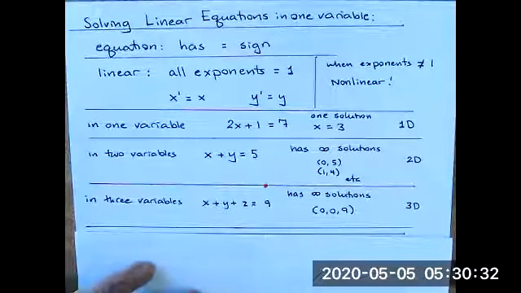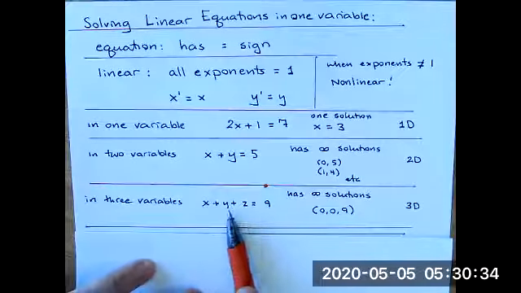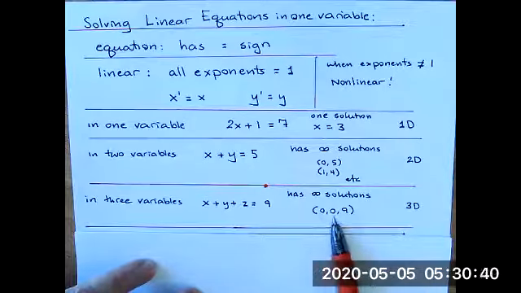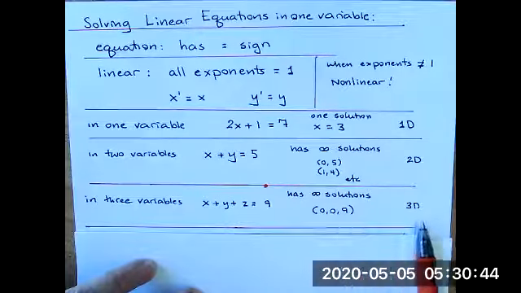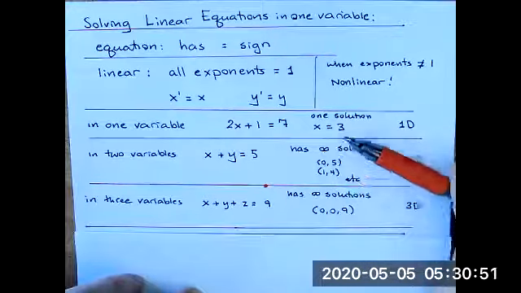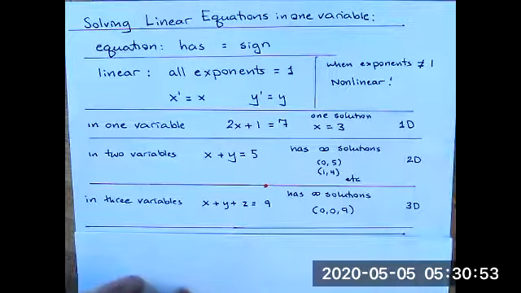A linear equation in three variables has three different letters. It also has an infinite number of solutions, and each solution has three parts. And each solution is three-dimensional. We don't have to worry about this now. Let's focus on a linear equation in one variable.